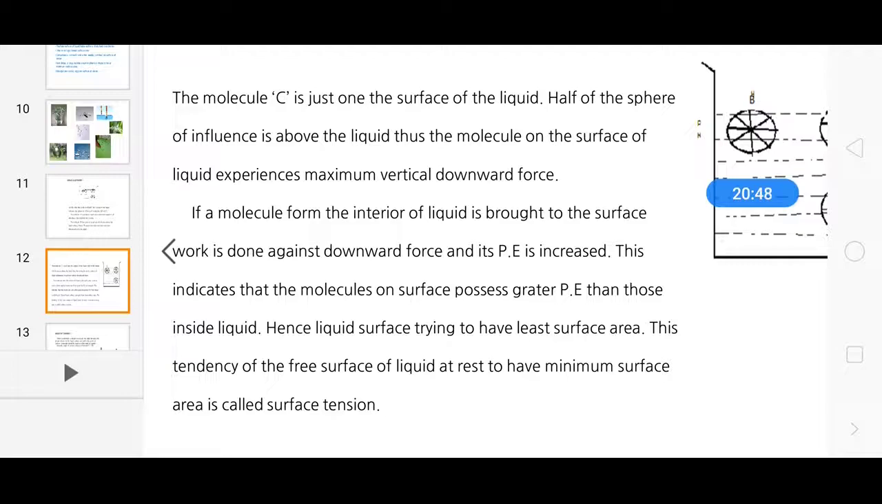So, this tendency of the free surface of the liquid to possess minimum surface area is called surface tension. Here, the potential energy of the molecules existing near the surface is more compared to the molecules existing inside the liquid.